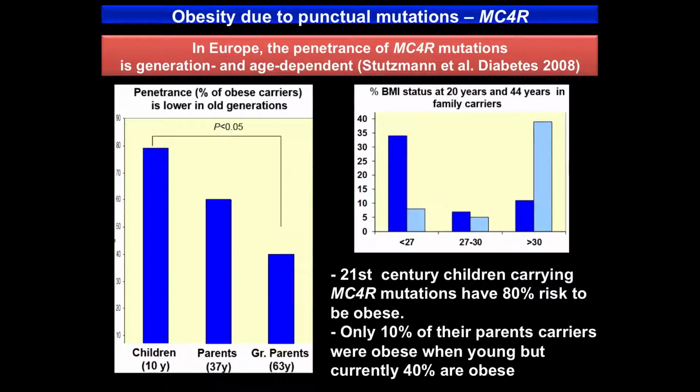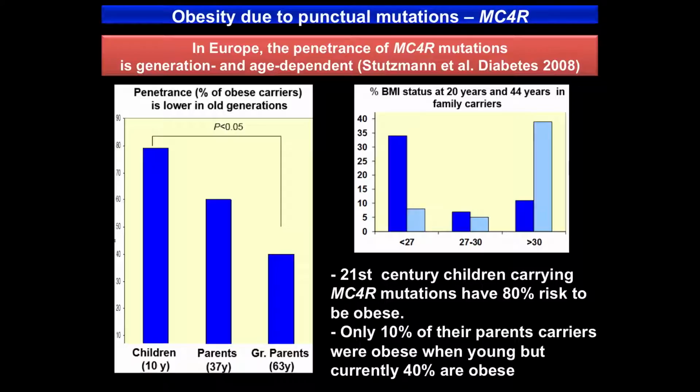So in Pakistan, you need 2 mutations to develop obesity. In Europe, that is in France, but I think the same elsewhere, if you have only 1 mutation, you have an 80% risk to develop obesity. But that doesn't mean that environment is not important.